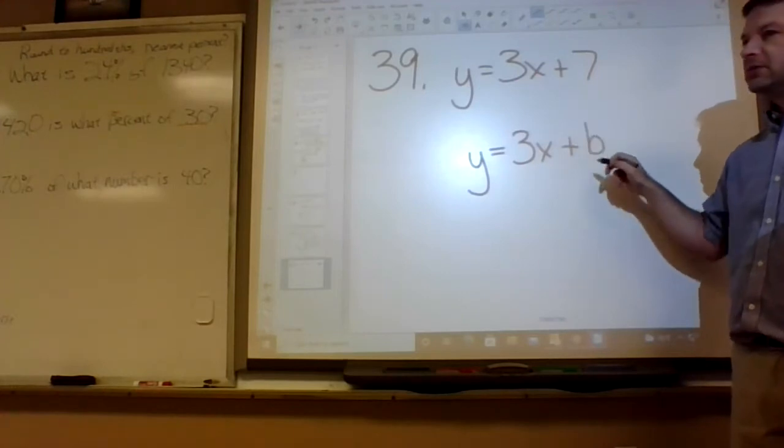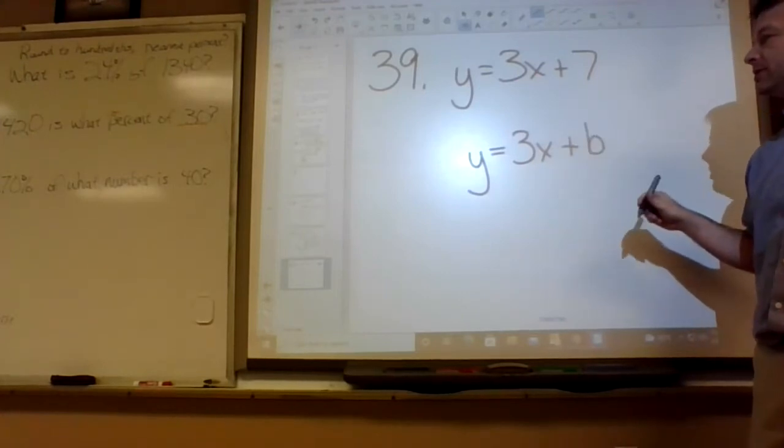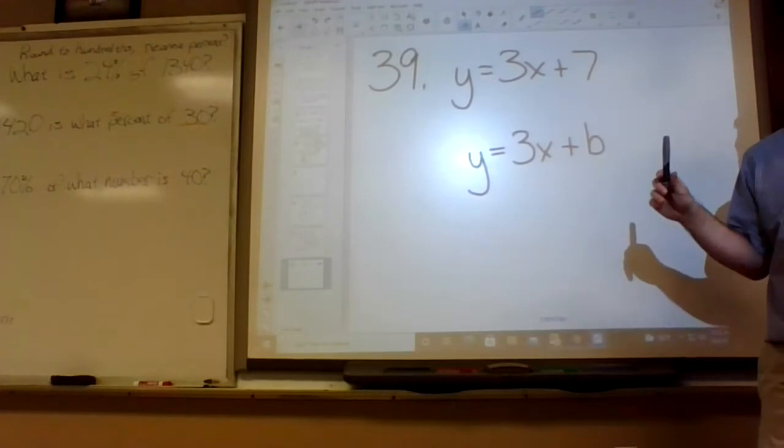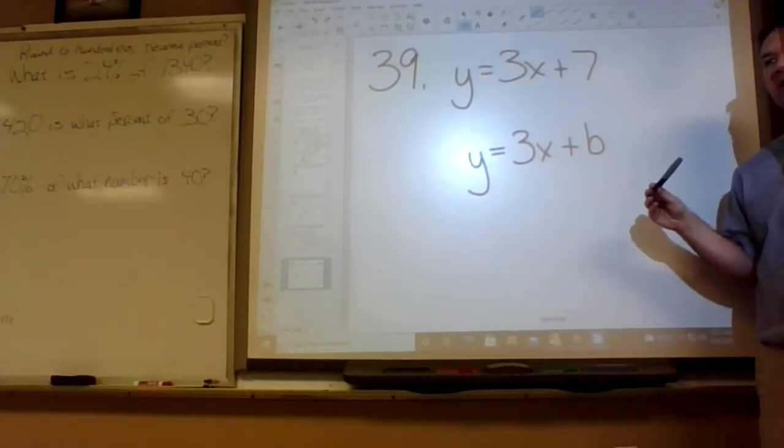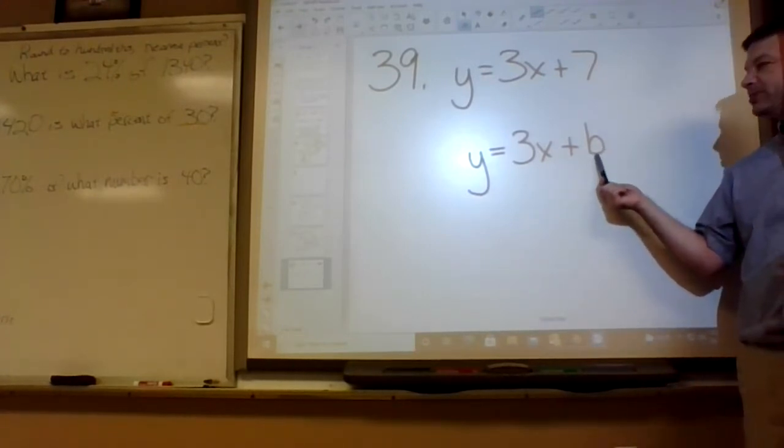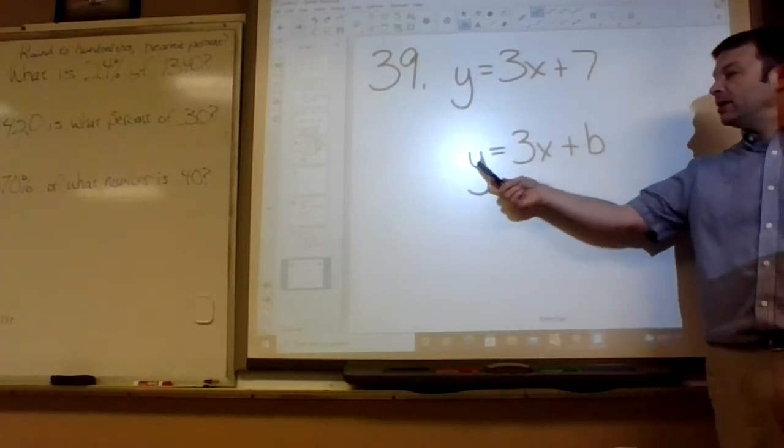Wait, do we have to graph these two? No, writing equations. Wait, did you say something about 40? Yes. What did you say? The slope is negative 1/3.